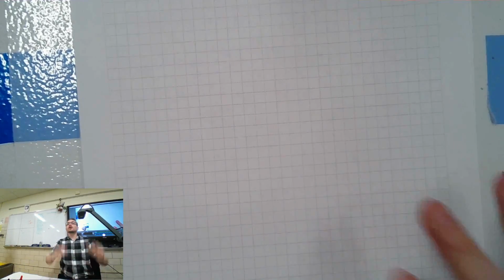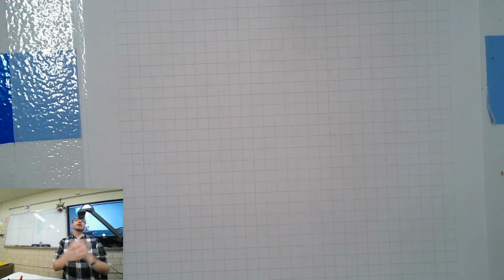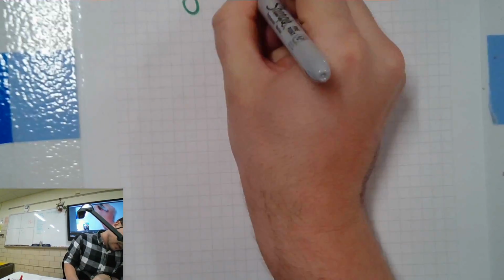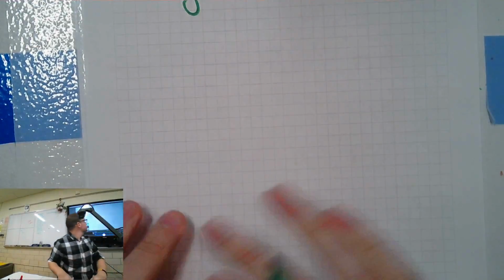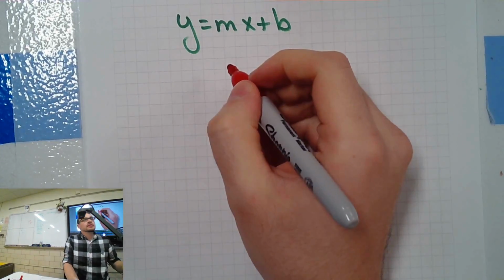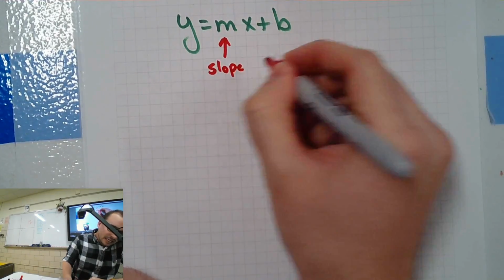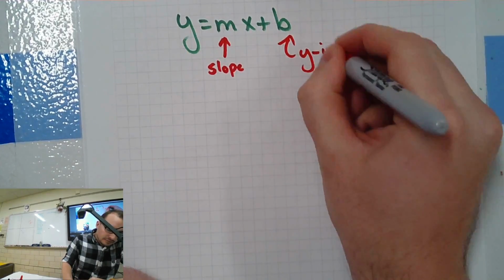So here's the deal. Over the last week or so, we learned about different forms of linear equations. Linear meaning line, equation meaning equal sign, right? So here's one of the forms. What form is this? Slope-intercept. How do you know it's slope-intercept? Yeah, it has the slope. And it has the y-intercept, right?